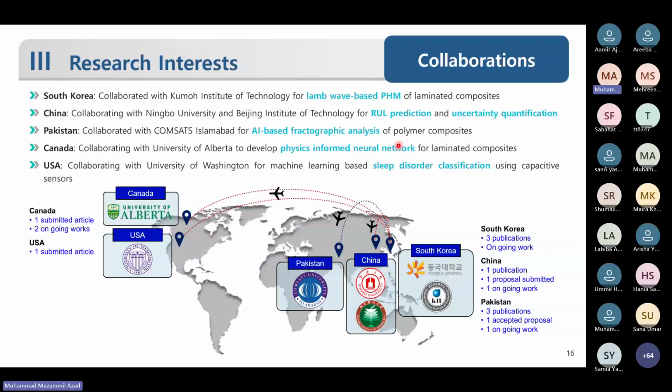And I have different collaborations that are going on, and most of them are again related to the PHM domain. I am collaborating with my lab and another university in South Korea on Lamb-wave based PHM of laminated composites. This is another approach that we can use to perform the PHM of different structures. And with China, I am collaborating with two universities, and this is also related to remaining useful life prediction and uncertainty in PHM. And I have some other collaborations currently in Pakistan, Canada, and USA, and most of them are related to how we can integrate AI into the engineering sector.